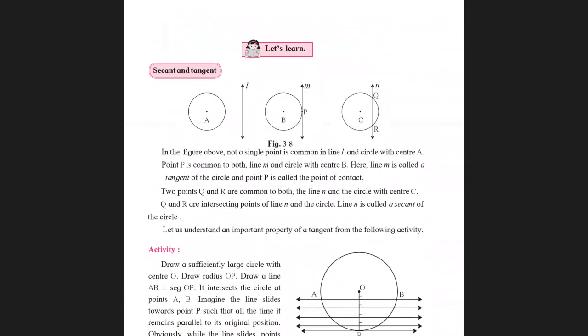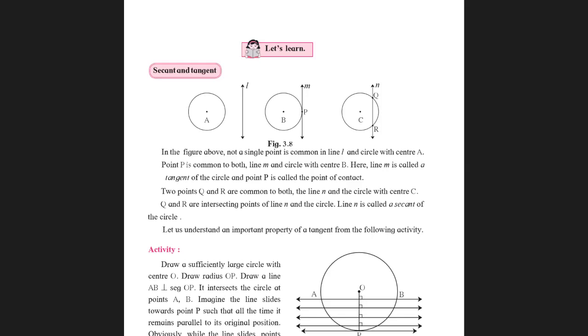Now if you look at figure 3.8, the second figure, you find the line M which touches the circle at the point P. So this line which touches the circle at just one point is called a tangent. And the point at which the line touches the circle is called the point of contact.